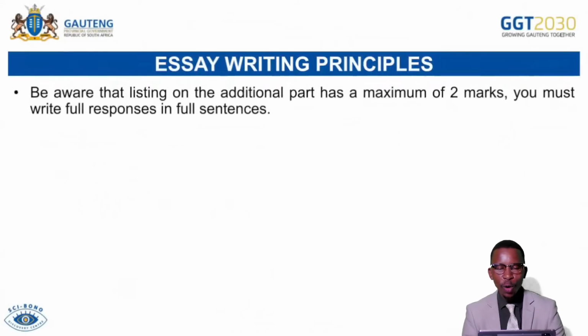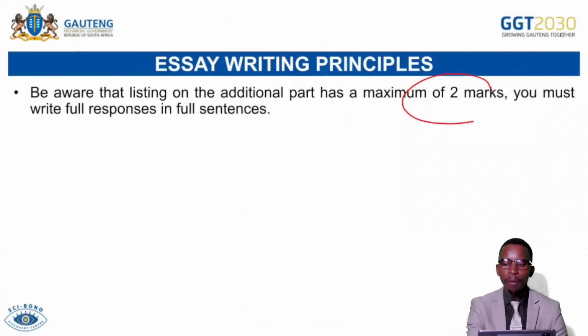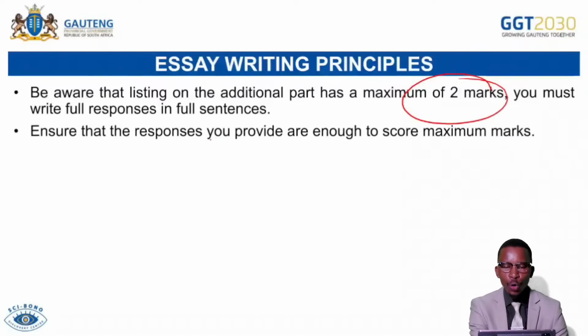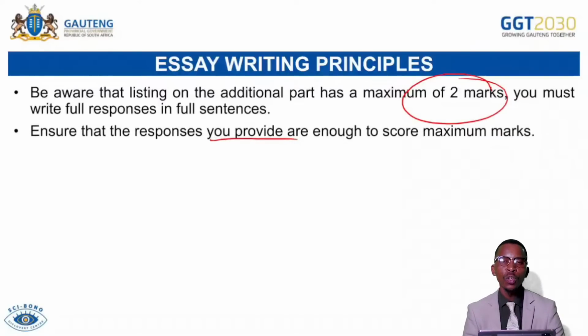Be aware that listing on the additional part may give you a maximum of 2 marks. That was discussed before. Ensure that the responses you provide are enough to score maximum marks. Do not just give hints. Give enough points. I normally say, if you answer a question that requires application, you give the fact and the effect of the fact. Avoid just providing one answer and keeping quiet. It might not give you enough marks. Give the fact and what might be the effect of that fact. Then you can obtain enough marks in there.